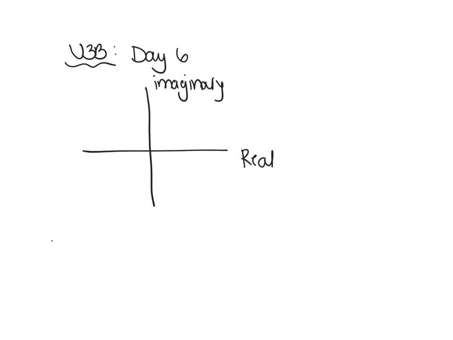Yesterday you had an intro to imaginary numbers. You were told that the square root of -1 is equal to i, and i is our imaginary number. You looked at the rotation on the complex plane. So the horizontal axis is your real axis, the vertical is your imaginary.